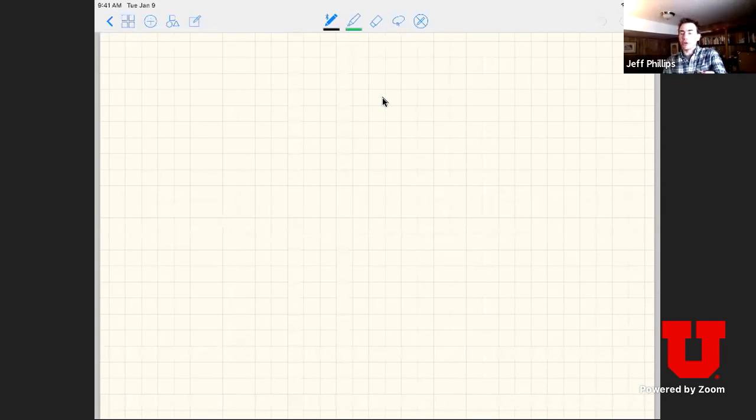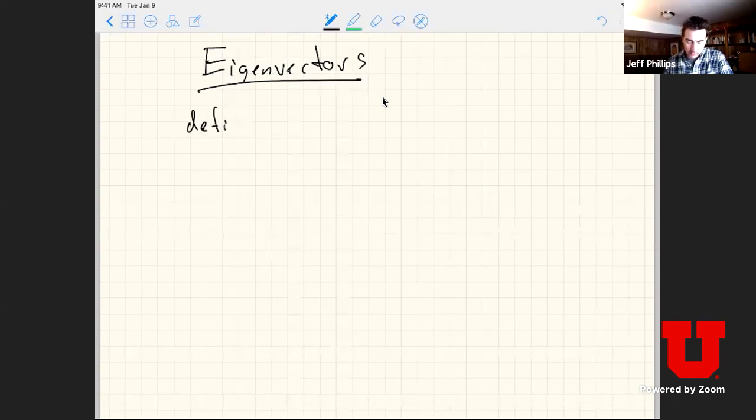Okay, so let me talk about eigenvectors. They're defined with respect to a square matrix M. So we'll say this is n by n.